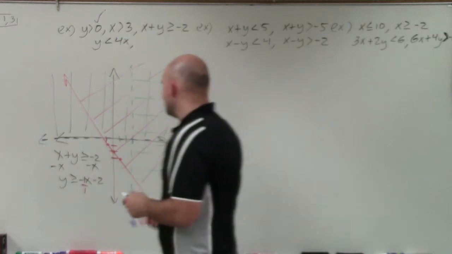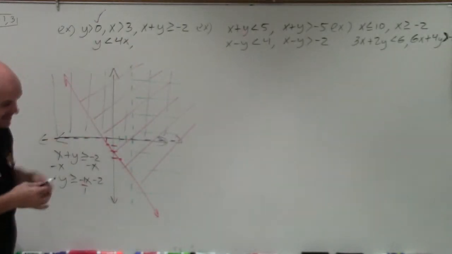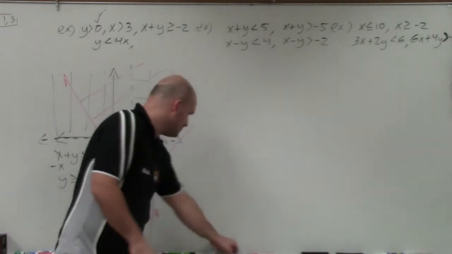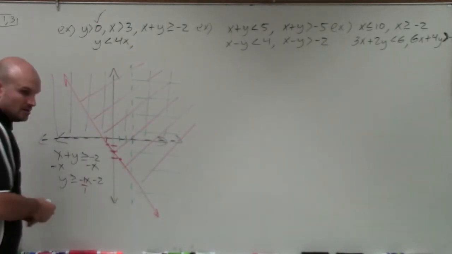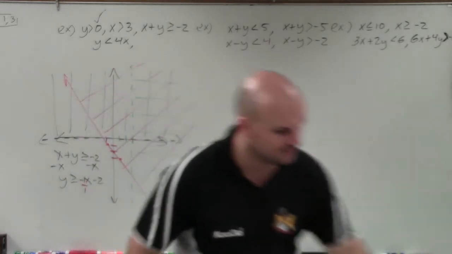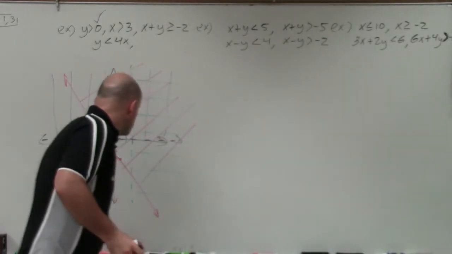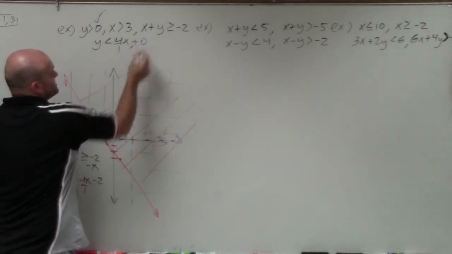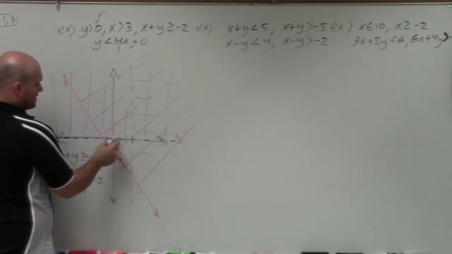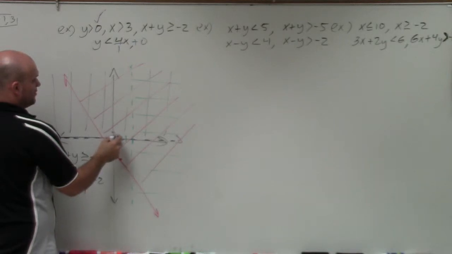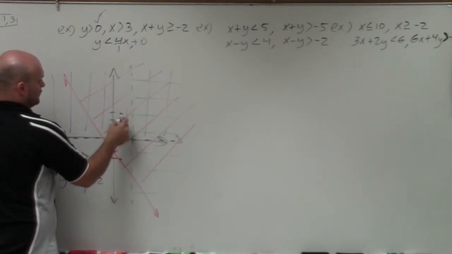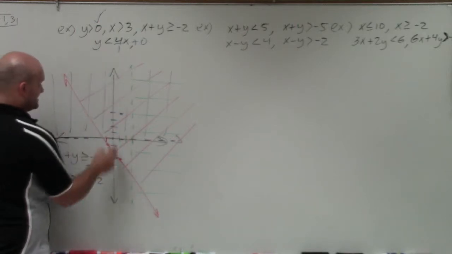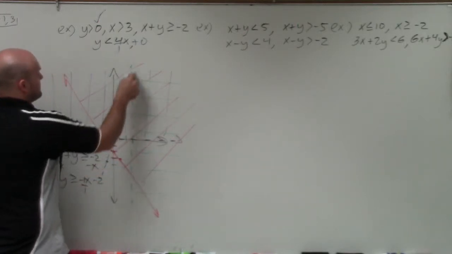And then we have our last one, which is y is less than 4x. So we'll go ahead and use blue here. Basically, our y-intercept is going to be 0, and our slope is up 4, 1, 2, 3, 4, over 1, or down 4, 1, 2, 3, 4, to the left one. That is less than, so that's going to be a dashed line.